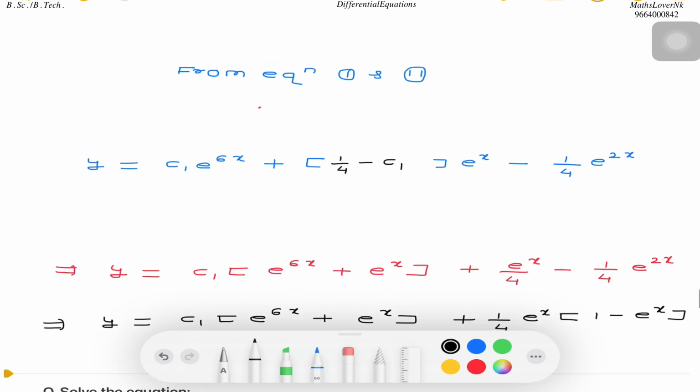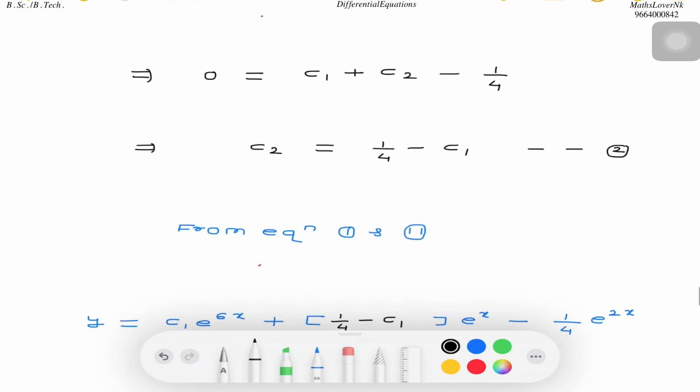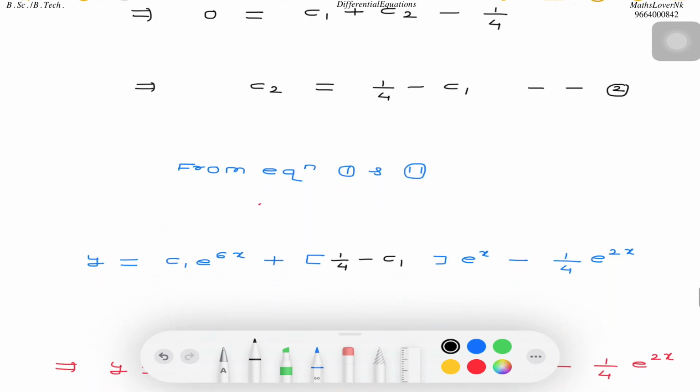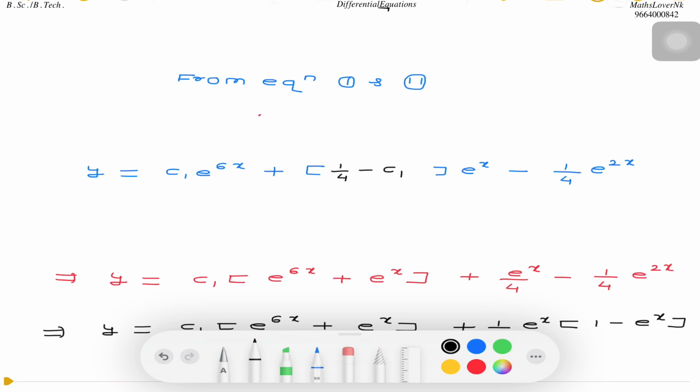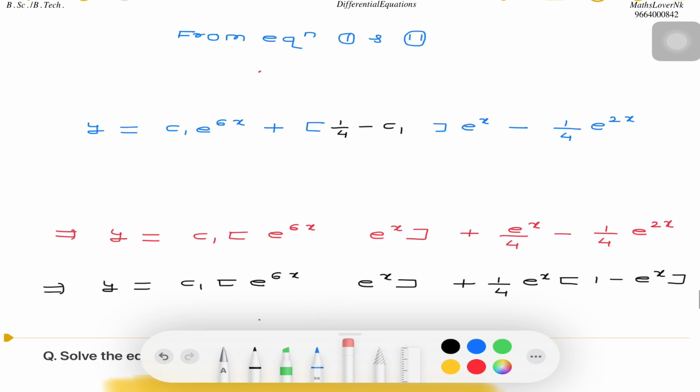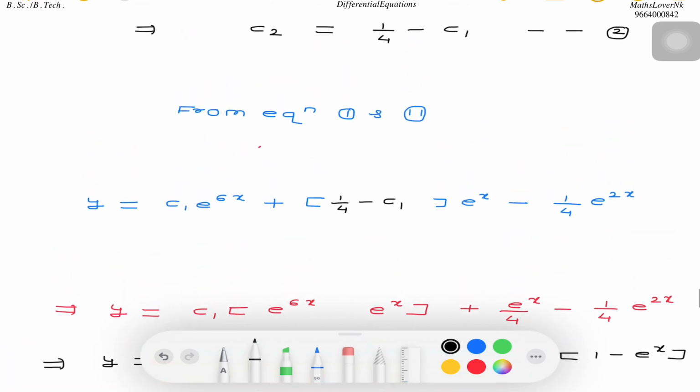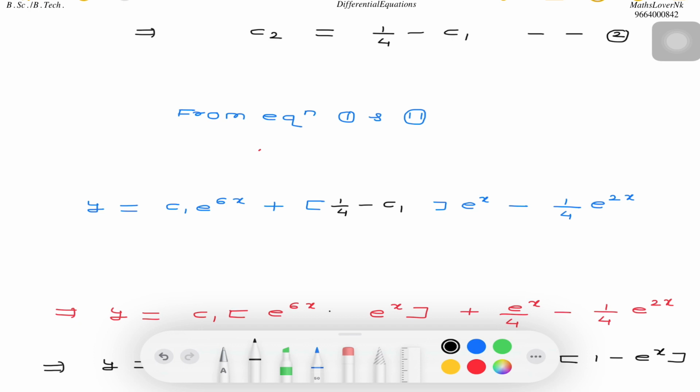Minus C1, taking it out as a common, then e the power x, e the power 6x, and it becomes minus. In some books the solution is given as e the power x minus e the power 6x.